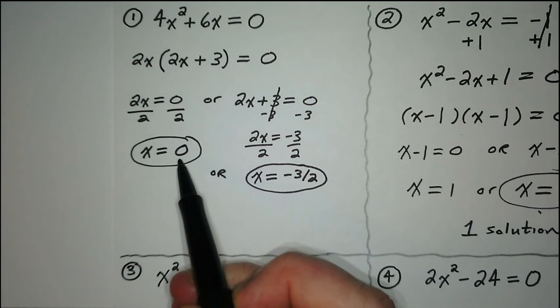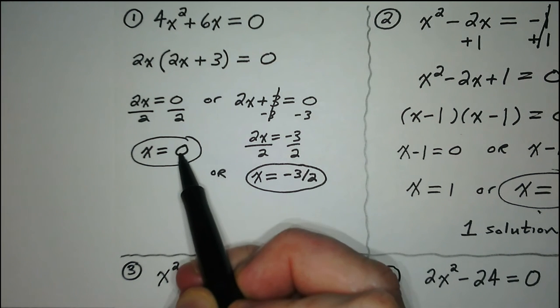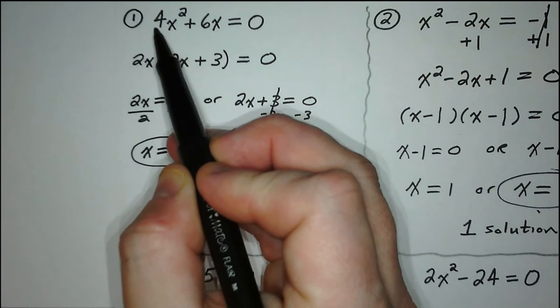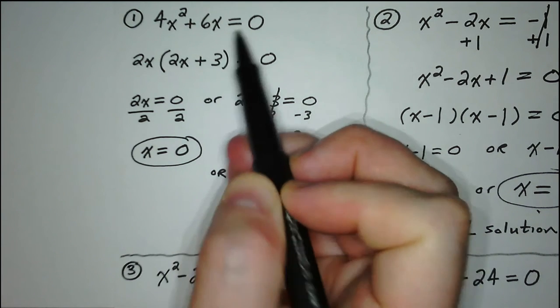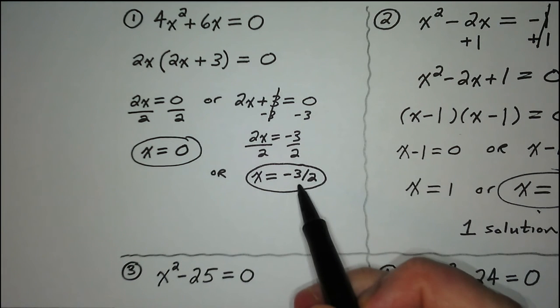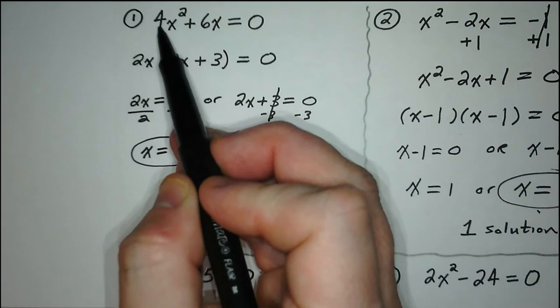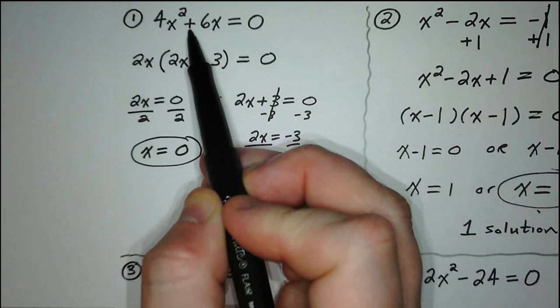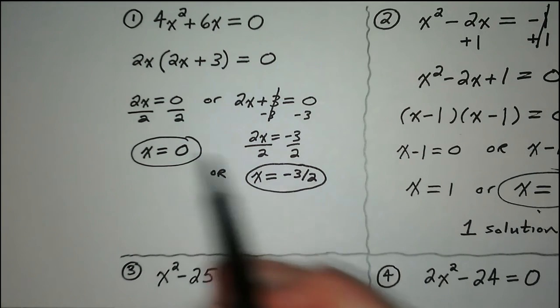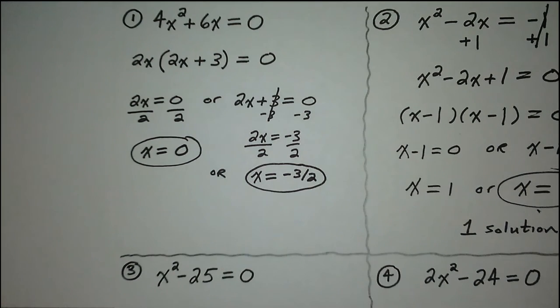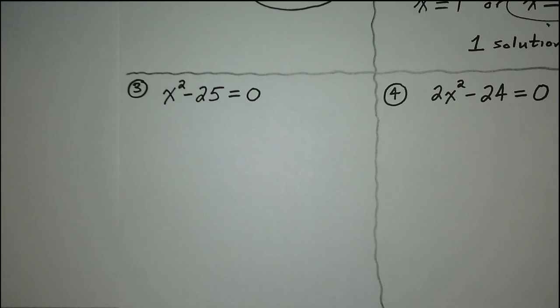This answer of x equals 0 is an answer all by itself. This x equals 0, that means 4 times 0 squared plus 6 times 0 would equal 0. Just like how this answer is an answer all by itself: 4 times negative 3 halves squared plus 6 times negative 3 halves will equal 0. They're answers not together, but separate. Hope that made sense. Now number 3, okay? Dun dun dun, special case.